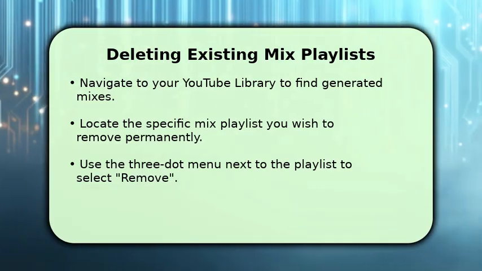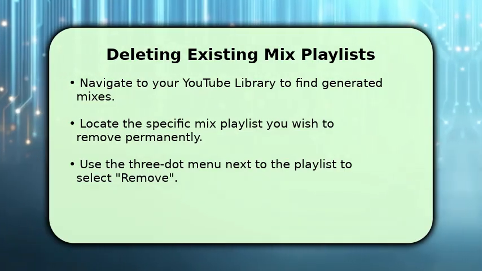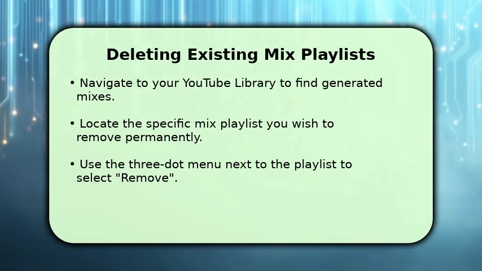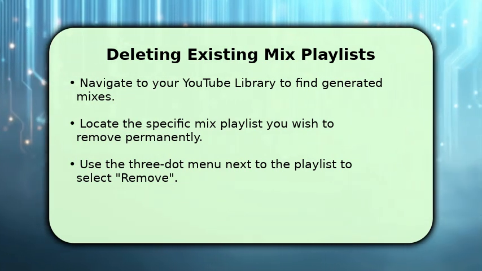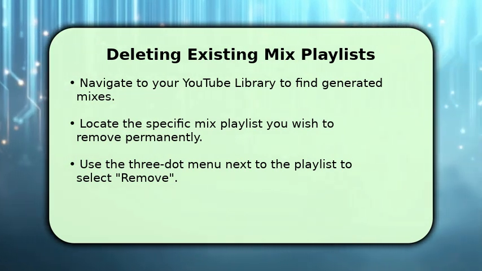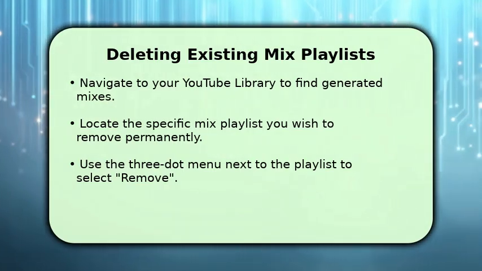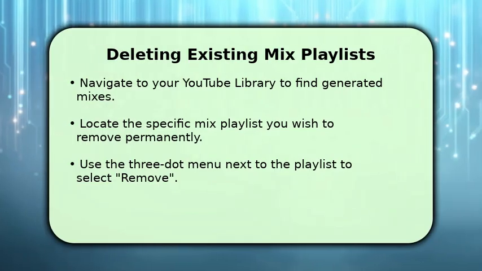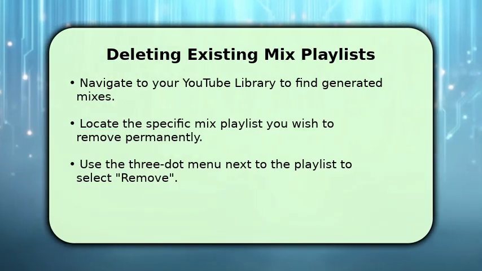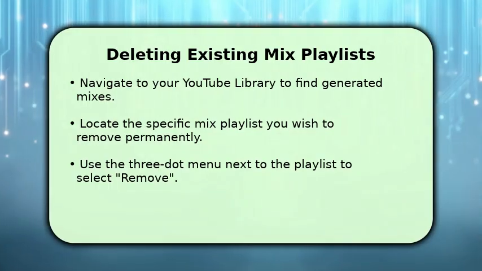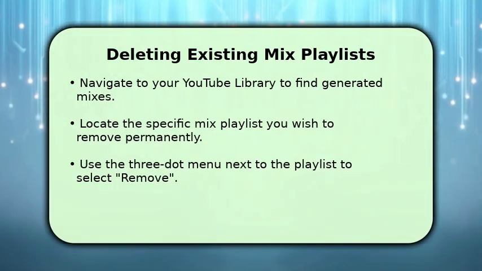Removing existing mix playlists is straightforward. First, go to your YouTube library, which is usually found on the left-hand sidebar. Scroll down until you see the Mixes section or Individual Mix Playlists. Click the three-dot menu next to the specific mix you want to delete. From the options, select Remove and confirm your choice. This action will permanently delete the mix from your library.